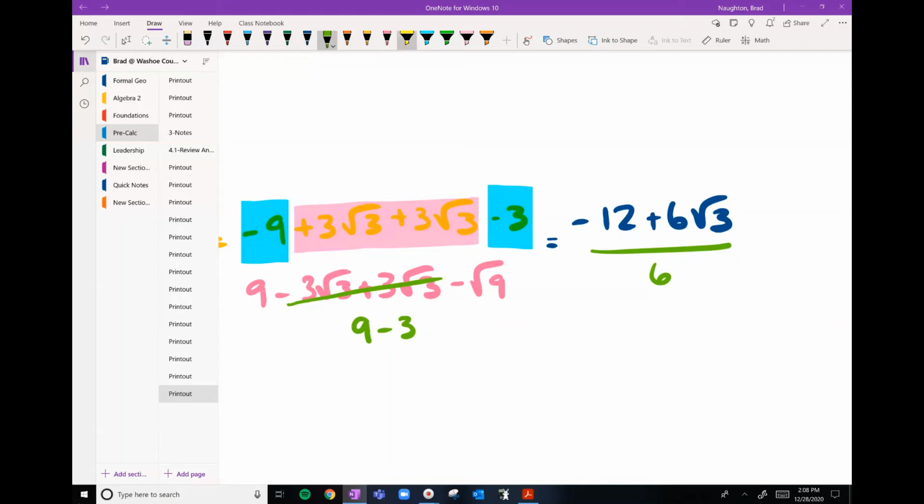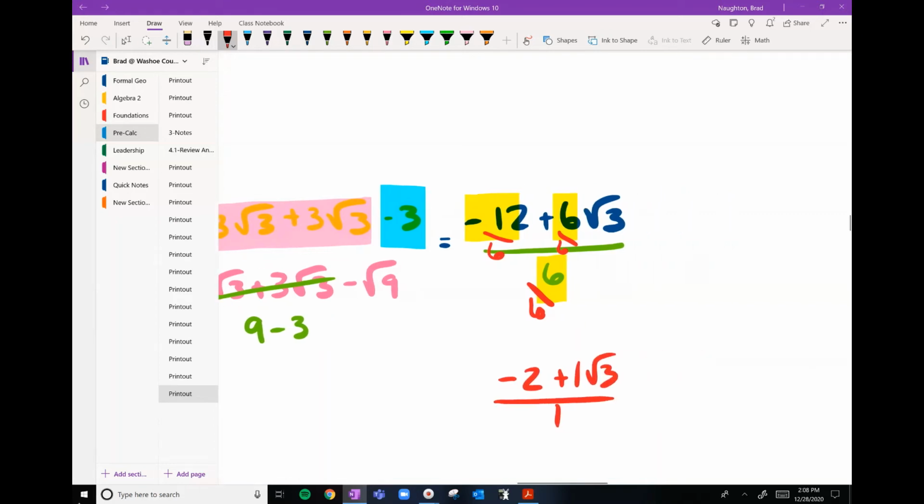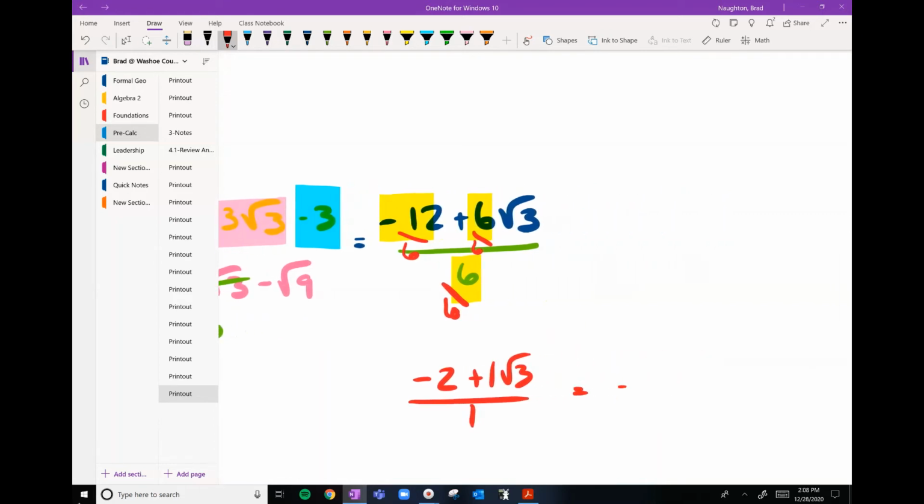So now, as I mentioned before, all these are outside the radicals, and you can divide into all of those. So I can divide each one of those by 6. So this is going to become negative 2 plus 1 root 3 over 1, which is just simply negative 2 plus root 3. So that's what it simplifies to.